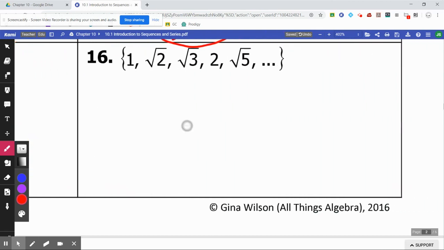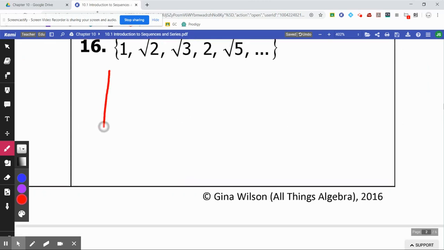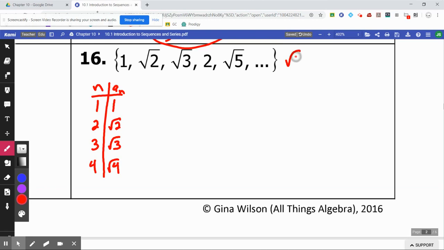Now this one's probably the easiest one of all the ones that we've worked. n and a sub n. The first term is 1. The second term is the square root of 2. The third term is the square root of 3. The fourth term is the square root of 4. So the fifth term is root 5. I bet the sixth term is root 6, root 7, and root 8 would be the next 3 terms.